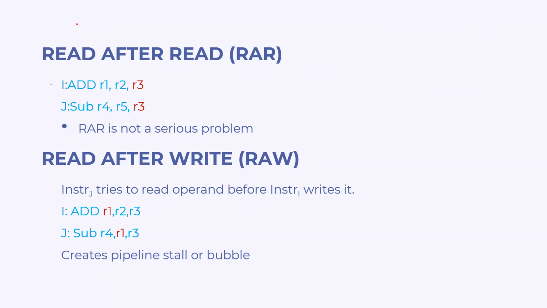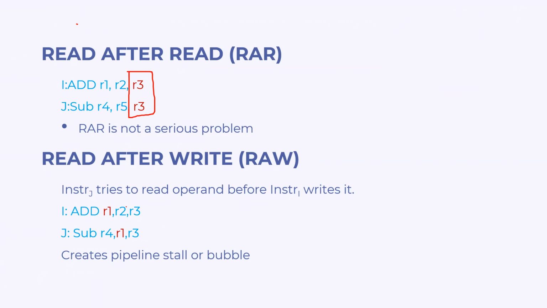here in both instructions I and J, the value of the register R3 has been read. Since this is a read, the value in the R3 register will not be changed. So this is not a hazard. That means an issue will not occur at all. Second one, read after write.